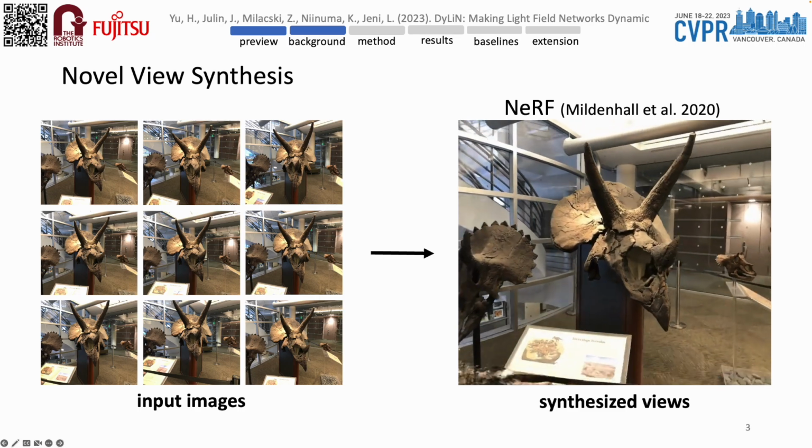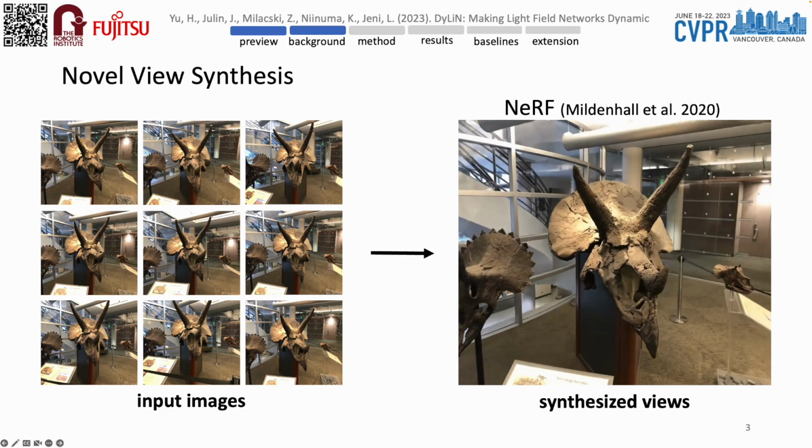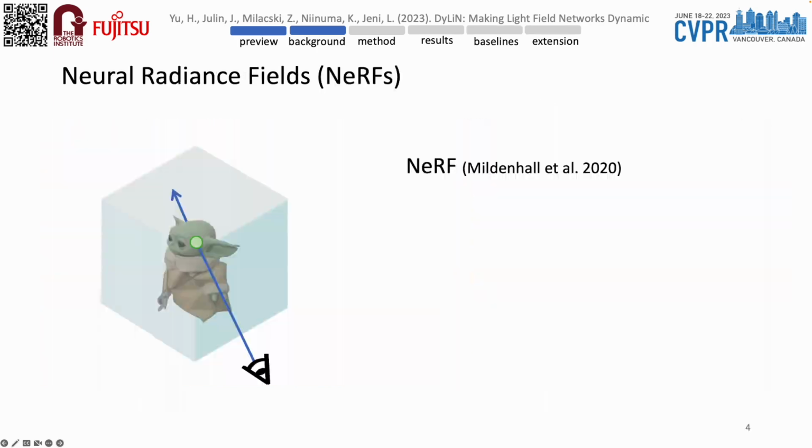Novel view synthesis is a popular photometric optimization problem with the focus of synthesizing new, unseen views given a set of input images. Neural radiance fields, or NeRFs, proposed in 2020 by Mildenhall et al., are particularly good at this task. However, they are quite slow at rendering, taking approximately 3 seconds per frame. This is entirely an architectural limitation.